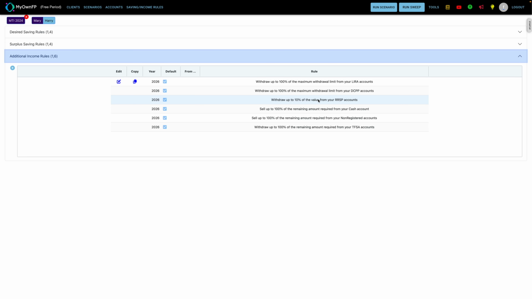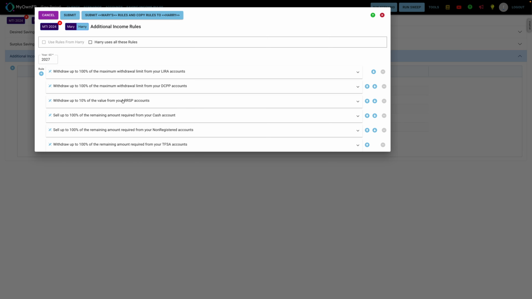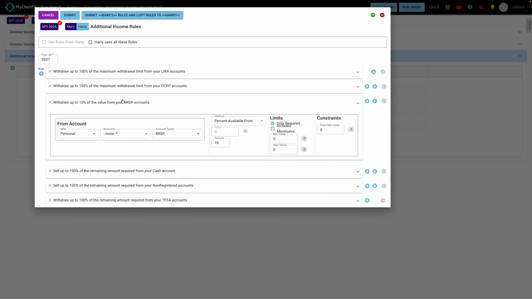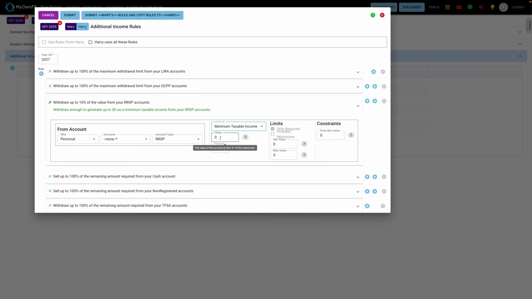If we don't have money in our RRSP, or after that 10% we still need more money, we're going to sell some of our cash account or non-registered accounts, and then we're going to withdraw from our TFSA. So that's what the default rules are. We're going to modify the RRSP rule. From our personal RRSP, we're going to use a minimum taxable income, and we're going to say $60,000.